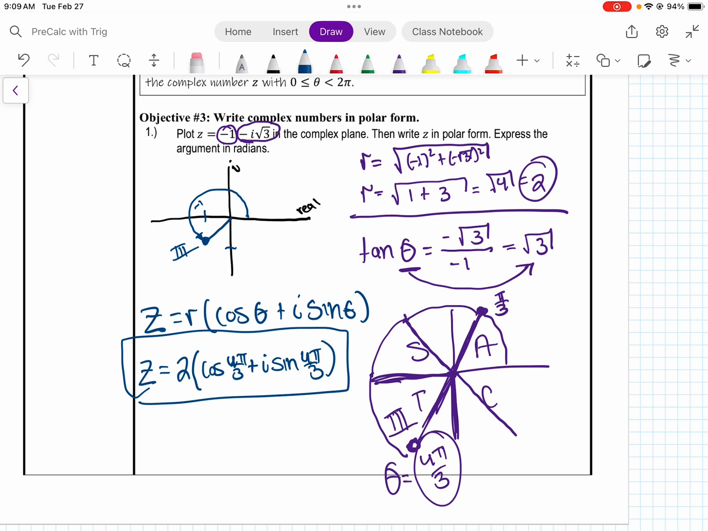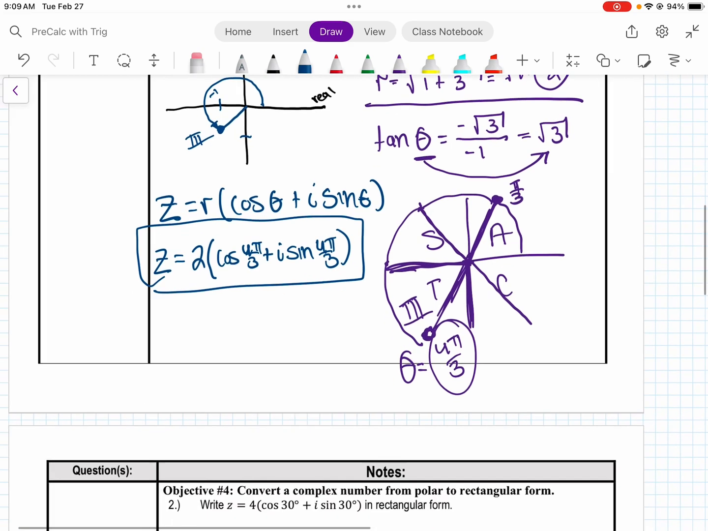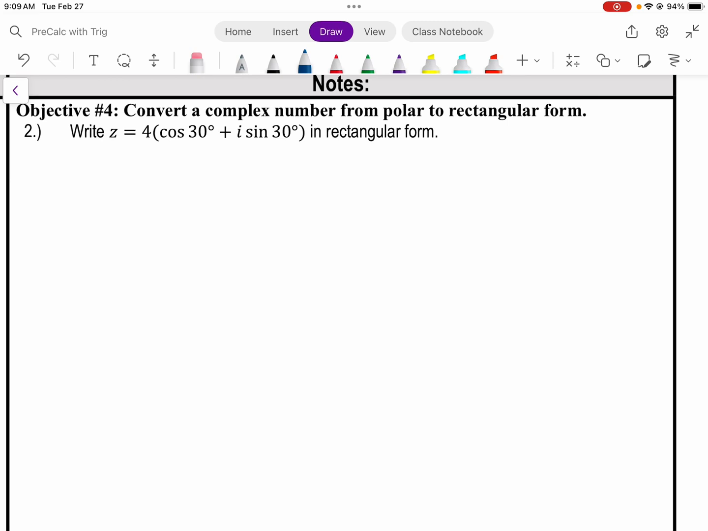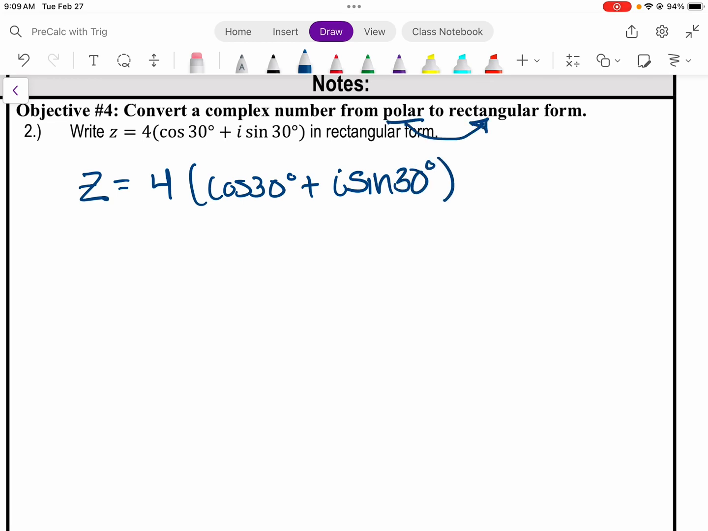All right, now whenever you're ready, go ahead and turn the page over. This one, what we're going to do is write the complex number from polar to rectangular. And this is actually much, much easier because really all you've got to do is simplify it. So we have z is equal to 4 times cosine of 30 degrees plus i sine of 30 degrees. Again, if you want to go from polar to rectangular, all you've got to do is simplify. That's it. So we're going to simplify this.